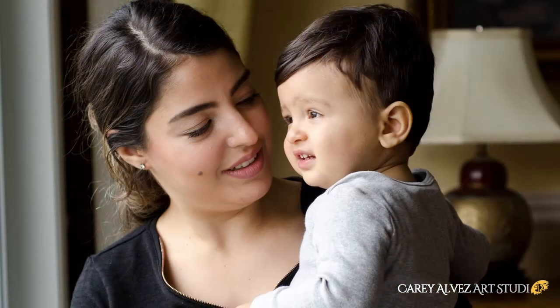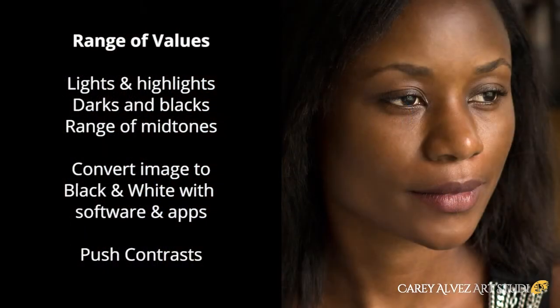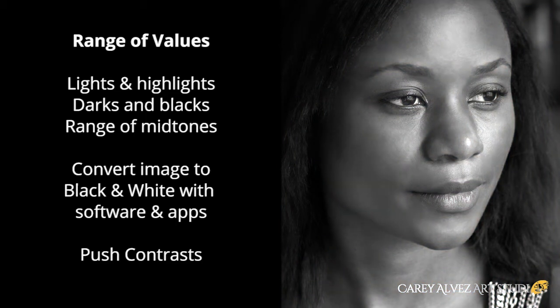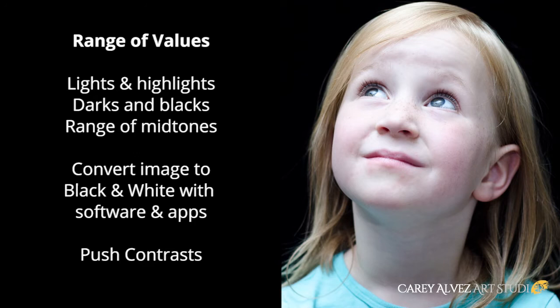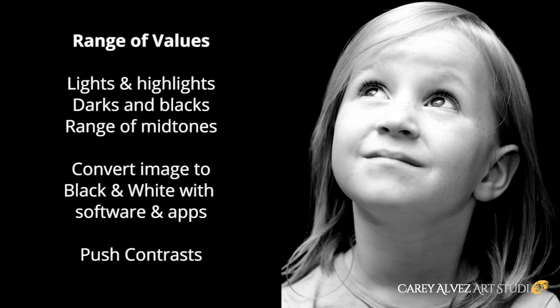The second thing we want to look at is a range of values. When you look at your picture or you take the picture, ask yourself, does it have a full range of values? Are there light highlights, very dark darks and blacks, and a series of midtones in between? The best way to tell if your image is working on this level is to convert the image to black and white. If it's too flat with too many midtones, you can always increase the contrast and push your lights and darks to more extremes. Nowadays, this can be easily done with any photo editing software or phone apps or even at photo kiosks.